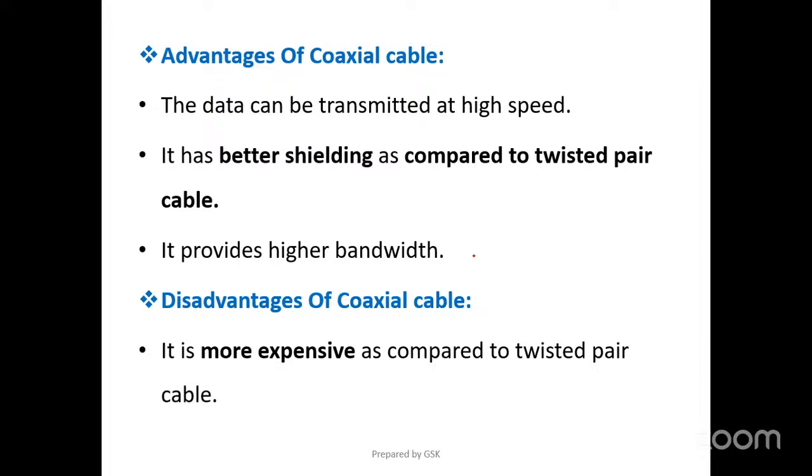Advantages of coaxial cable: the data can be transmitted at high speed and it has better shielding as compared to the twisted pair cables, because there is no strong protection for the twisted pair cables, but the coaxial cable is very strong. Then it provides higher bandwidth. Next, the disadvantage of coaxial cable is that it is more expensive as compared to the twisted pair cable.